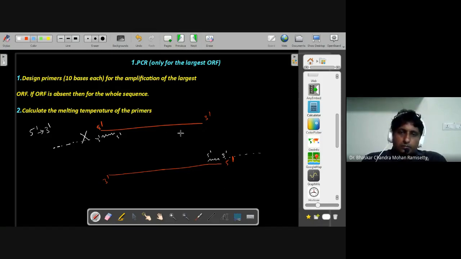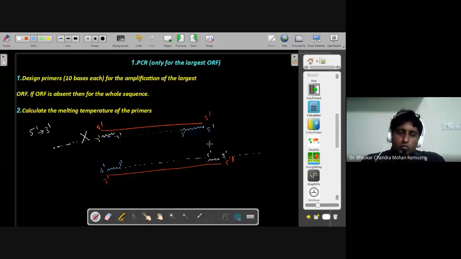Instead, what would have been correct is if you have designed primers this way, so that you would have 5', and this would be 3'. Here is 3', and here is 5'. And now if you add DNA polymerase, this would have polymerized in this direction, and this would polymerize in this direction. And now you have 2 DNA molecules, new ones.